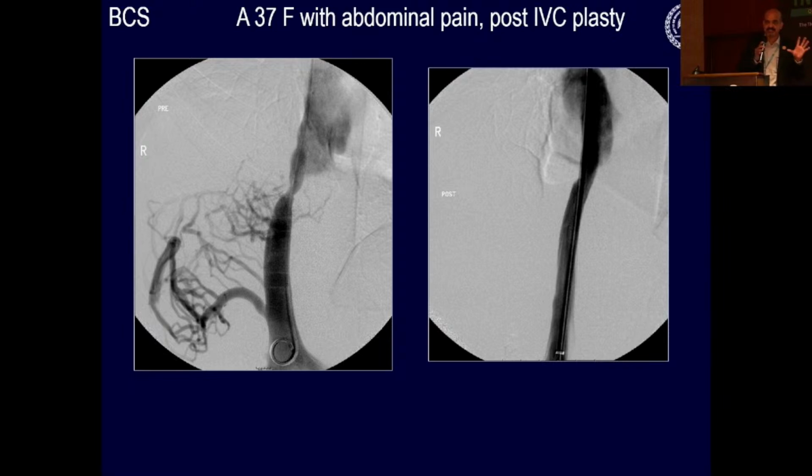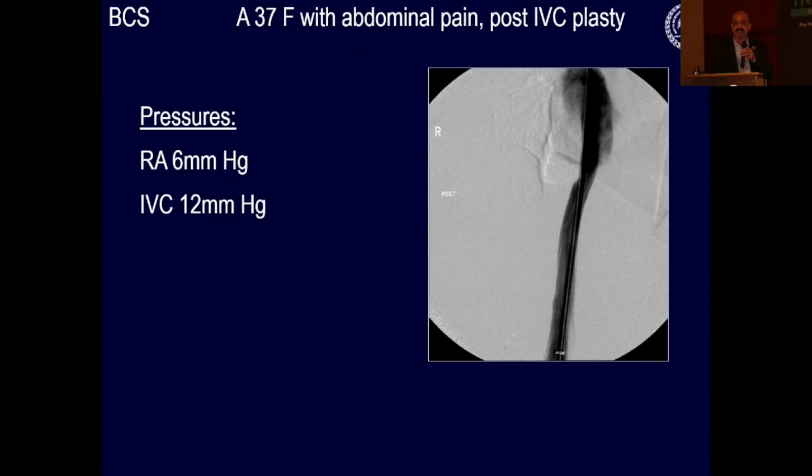The answer is, this is very good. Earlier, whatever contrast we were injecting here in the IVC was refluxing into the hepatic veins. Now, the unopacified blood from these hepatic veins is coming so fast that contrast is not able to fill them. So this is a very good sign, and we don't have to make them anatomically normal. This is the functional achievement. The pressure gradient has reduced, and this kind of patients do clinically very well.